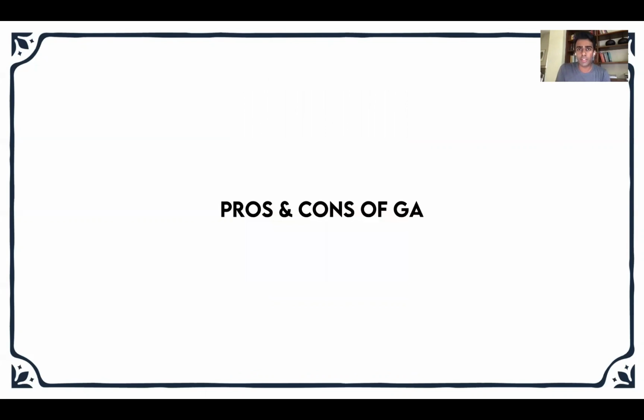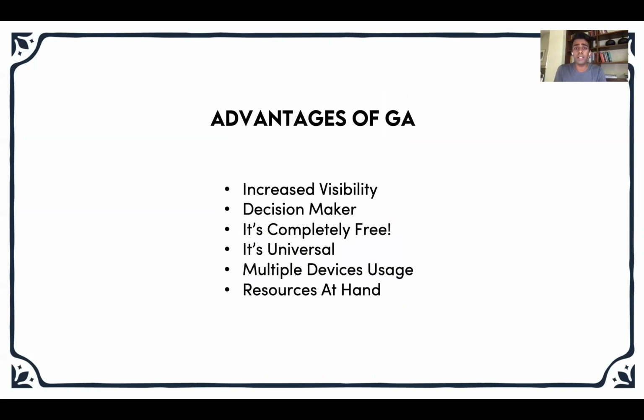So what are the pros and cons of GA? Well, the advantages of GA is you get increased visibility of your site and the user behavior. It helps you make strong decisions. It's completely free. It's universal, meaning you can use it worldwide on any website, any form. And it works on multiple devices, so mobile, desktop, tablet. But also it's got an incredible amount of resources at hand from Google.